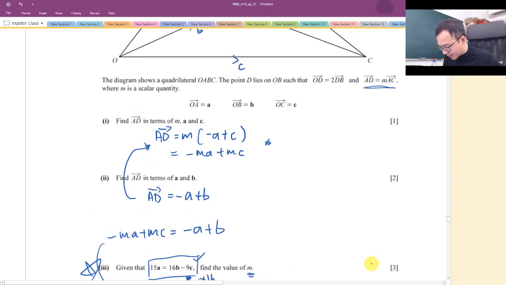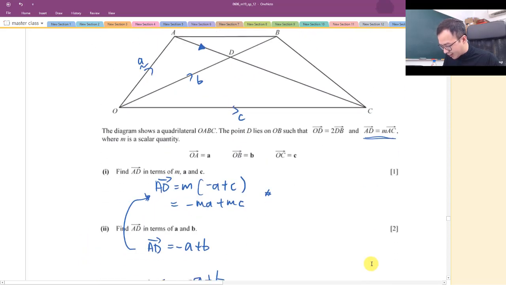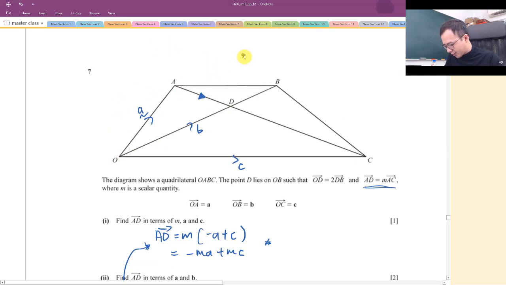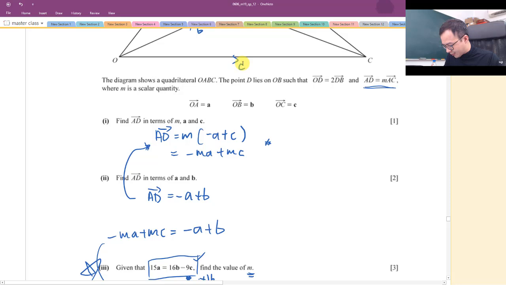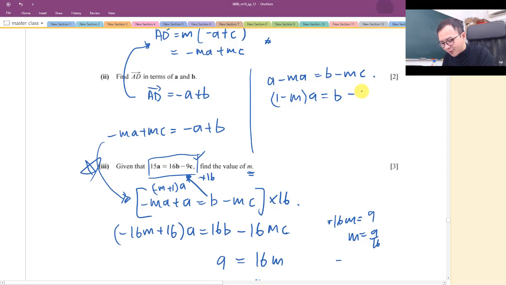Negative m plus mc, negative a plus b. AD, negative a plus b, which is correct. Minus m plus mc. Let me just redo it again, because it should be done this way. I take out the a: 1 minus ma equals b minus mc.